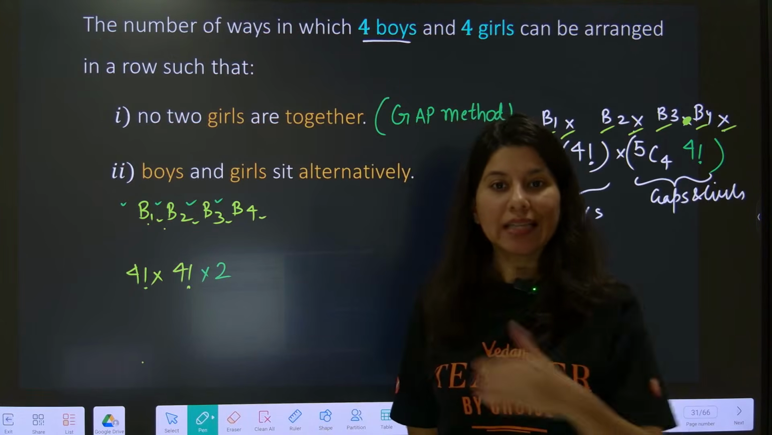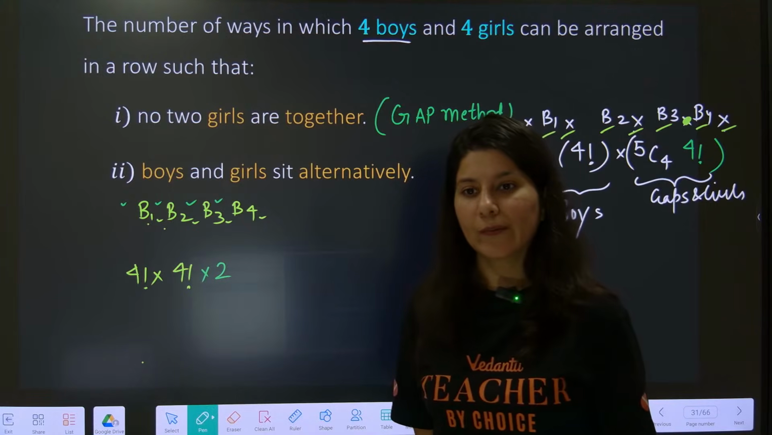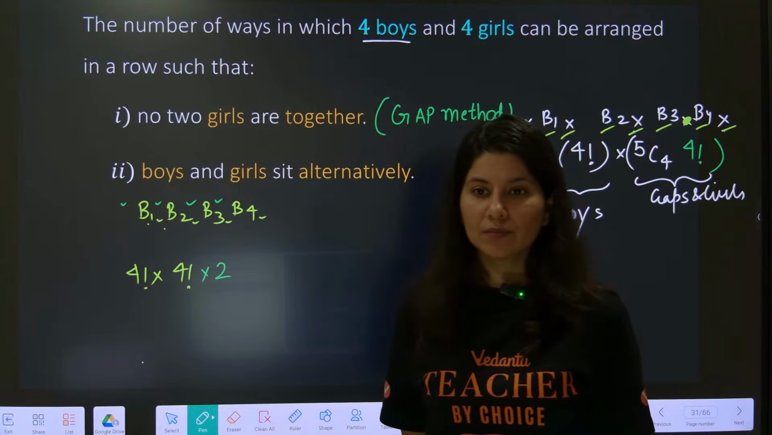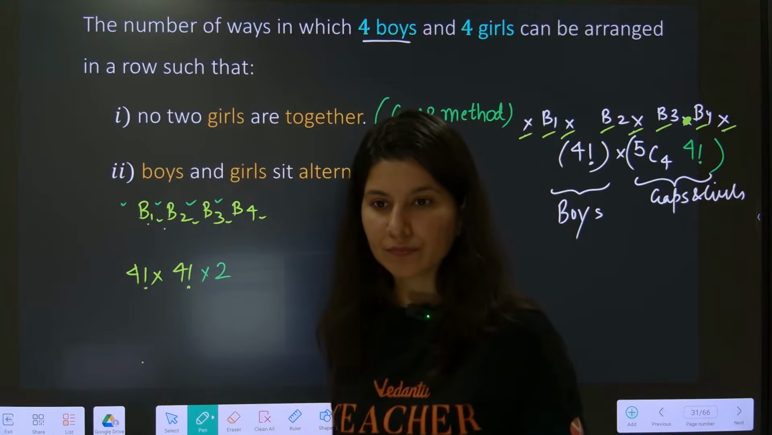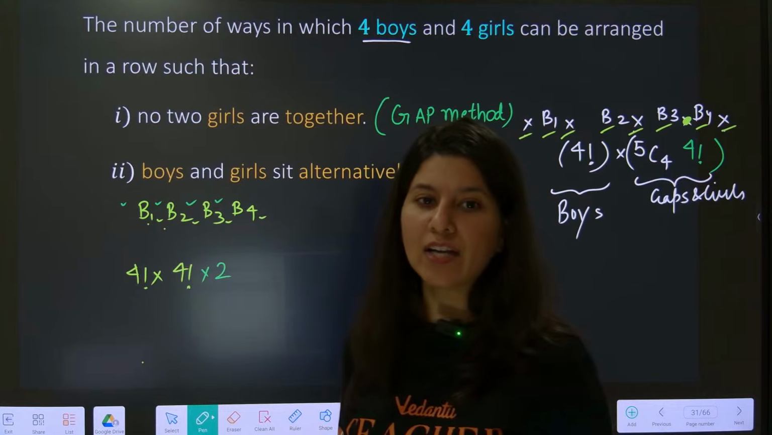Okay. The Hindi version is 2 लड़कियां साथ नहीं बैठ सकती हैं. No two girls can sit together. I hope you are understanding now. Mohammed is asking, ma'am, why you are taking C? Why not P?